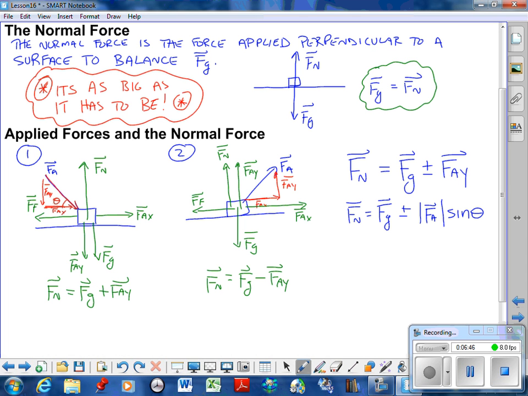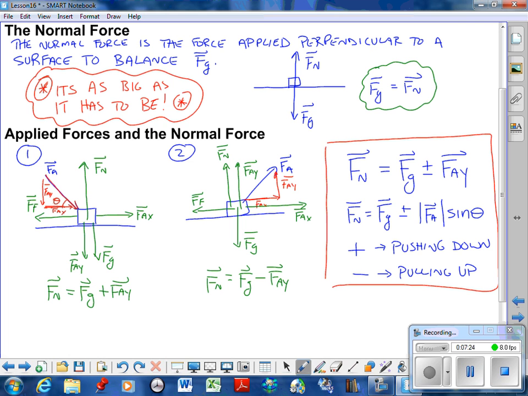Okay? If the angle theta is 0, sine of 0 is 0, so then Fa doesn't apply at all. That would drop out of the equation. Plus would be for the situation where you are pushing down. The subtraction would be from pulling out.